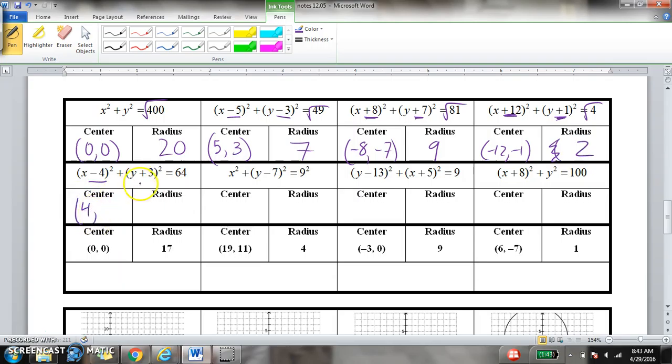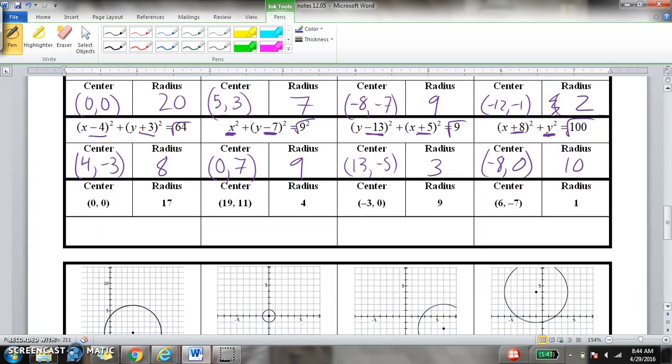-4 means +4. +3 means -3. Square root of 64 means the radius is 8. Nothing here with x. If it's just x squared, that means the x coordinate's just 0. -7 here means +7 for real. Square root of 9 squared is just 9. -13 means +13. +5 means -5. And the square root of 9 is 3. +8 means -8. Nothing means 0. Square root of 100 is 10.